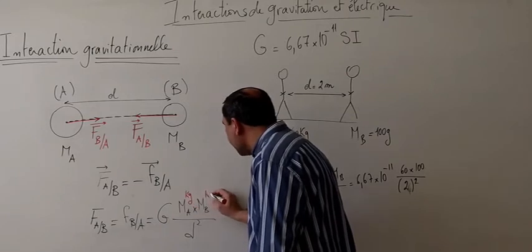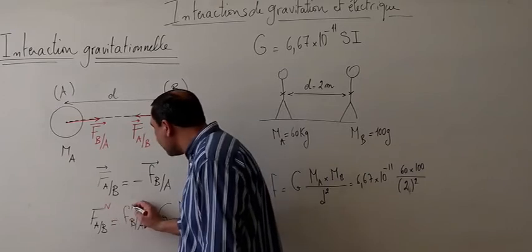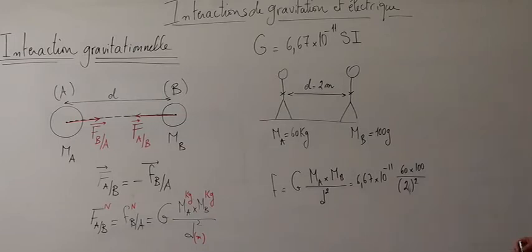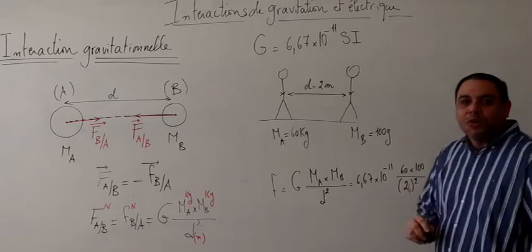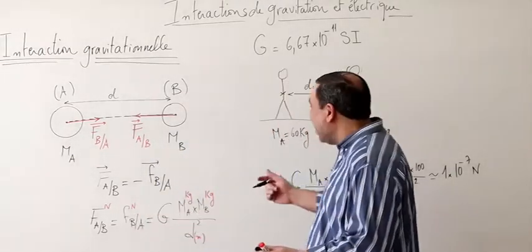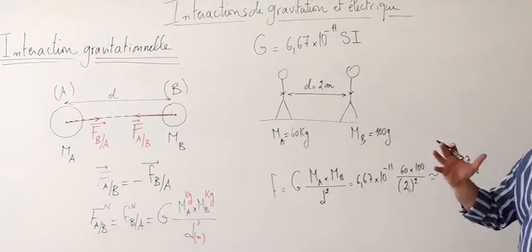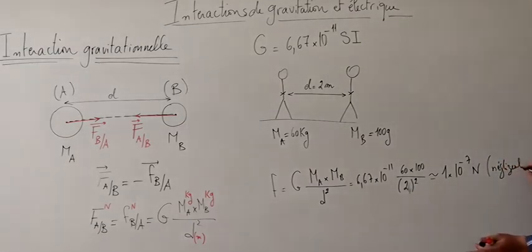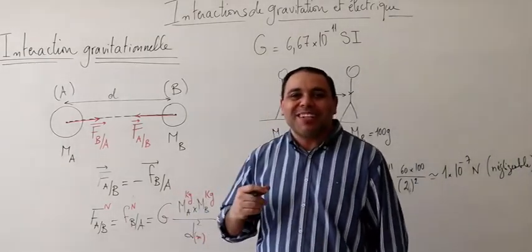The masses are in kilograms, d is in meters, and the force is expressed in newtons in the International System of Units. The result is 1 times 10 exponent minus 7 newtons. The force between these two persons has an order of 10 exponent minus 7 newtons, which is a very, very small magnitude, or negligible. Then we don't mention this force at the person's level.